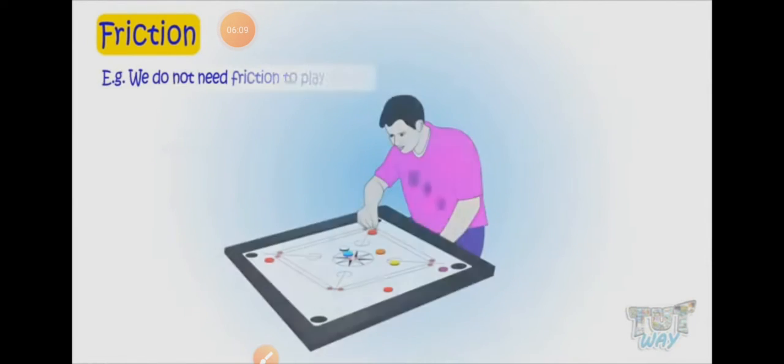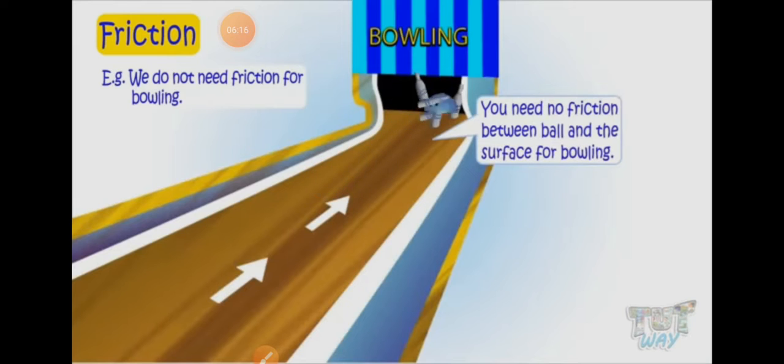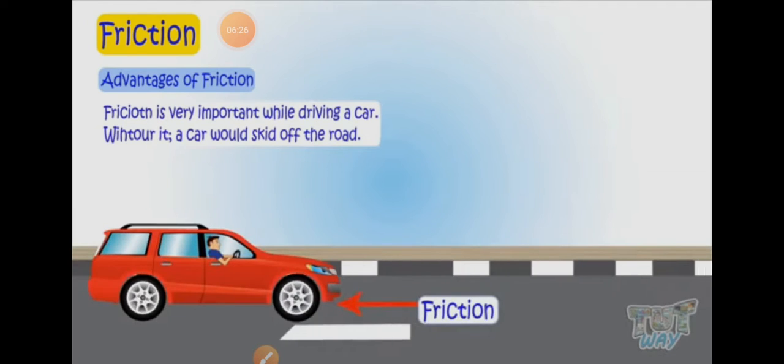You need no friction between the striker and the board to play. You need no friction between the ball and the surface for bowling. Now let's learn the advantages of friction. Friction is very important while driving a car.